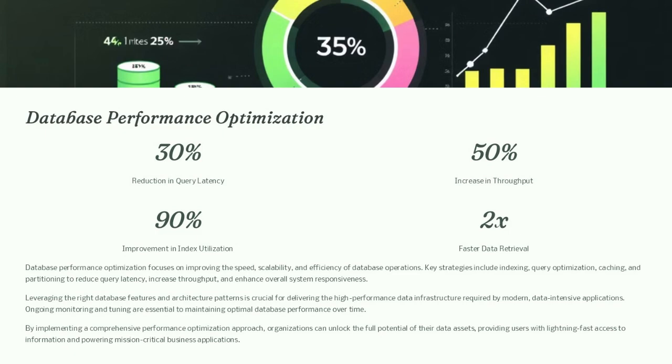Our data shows that these optimization techniques can deliver impressive results, including a 30% reduction in query latency, 50% increase in throughput, and 90% improvement in index utilization. Faster data retrieval, up to 2x faster, is another key benefit of a well-optimized database.